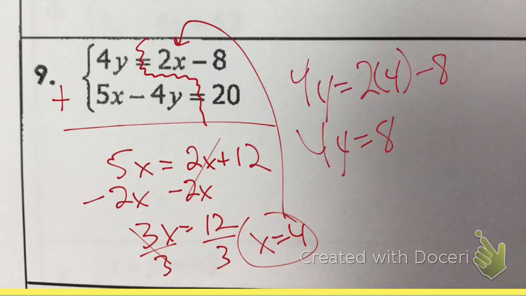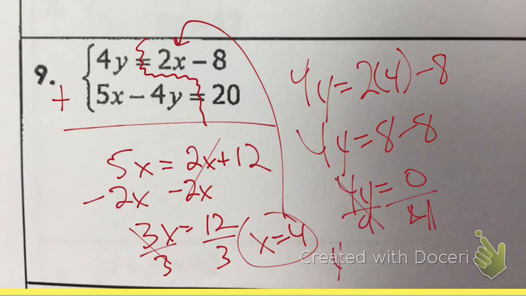So 4y is 8 minus 8. That means 4y is 0. 0 divided by 4 is 0. So my ordered pair would be (4, 0).